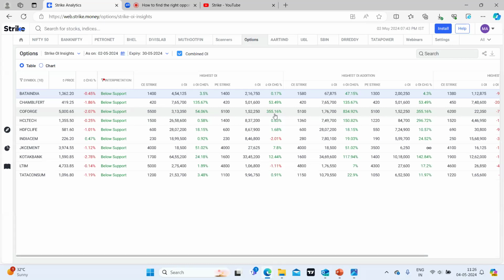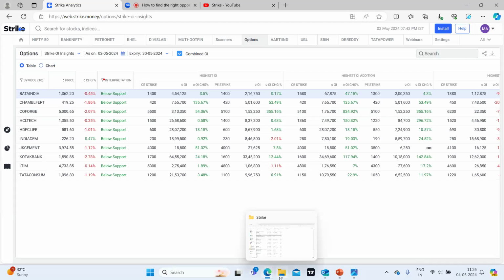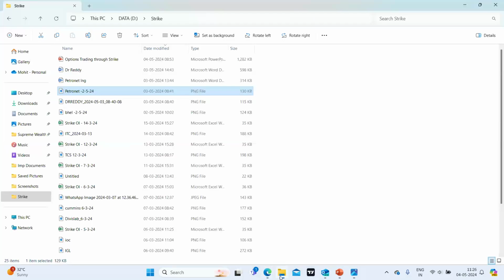Second question क्या था आपका? How to use stop loss. Okay, for stop loss, I use the chart of the option which I trade. Okay.